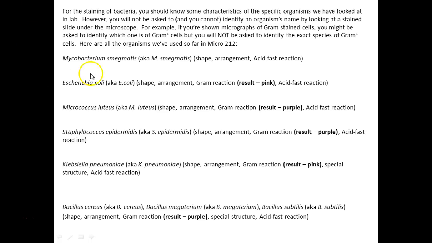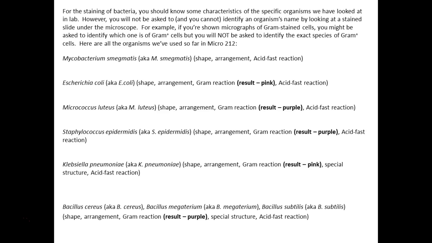E. coli, right? What shape is that one? Do you guys remember? You gram stained it last week. It's a bacillus. It's rod-shaped. Does it have a characteristic arrangement? Do the cells stay next to each other when they divide? No. They're what we call singular. When you stained it, it should have come out pink, so it would be gram negative. Acid-fast reaction.